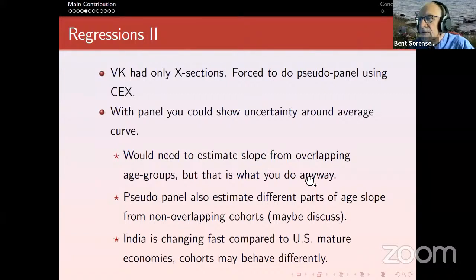But that's implicit in what you're doing anyway, right? That it's not the same people with the same future expectations in different parts of what you call the life cycle. So again, I spent quite a bit of time thinking about, well, I do have this wonderful panel here. As I said, the fact that India is changing so much now, going from a poor country to a middle income country, is very different from the US.